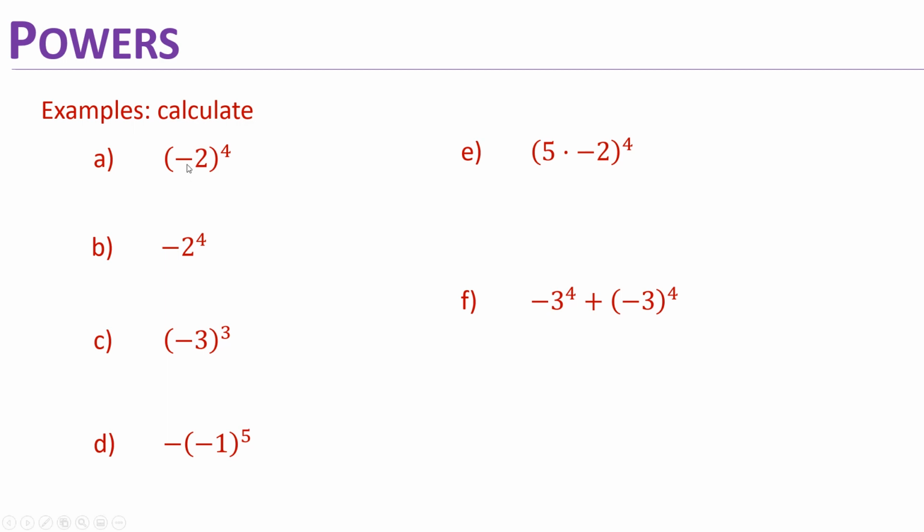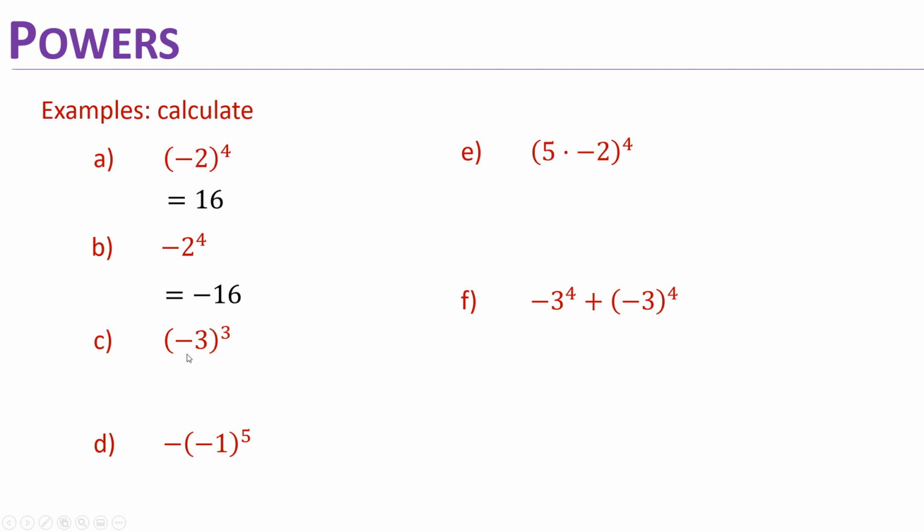So the first one, this is the number -2 raised to the power of 4. So -2 times -2 is already 4. 4 times -2 is -8. And -8 times -2 is 16. In the second example, we have the number 2 raised to the power of 4, and after that, multiplied by -1. So 2 to the power of 4 is 2 times 2 times 2 times 2, which is 16. So negative this will be -16.